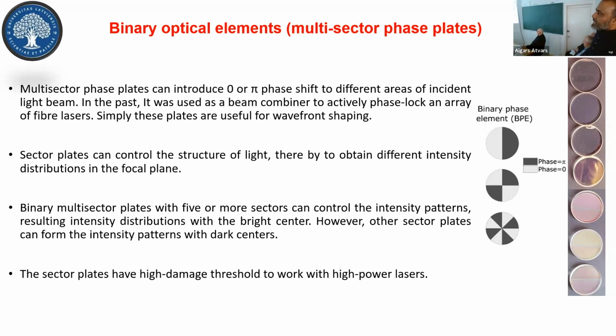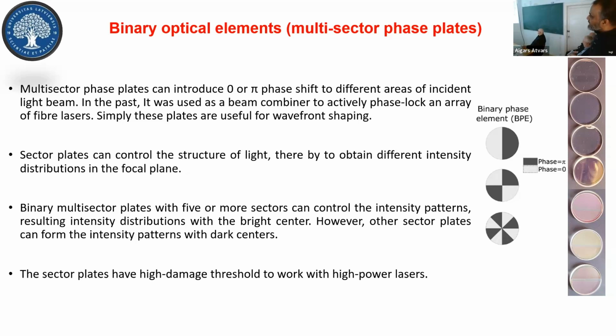And these sector plates can control the structure of the light, thereby obtaining a different intensity distribution in the focal plane. If you look at the cartoon picture I have presented here, they are examples of different kinds of binary phase elements. Here I can find a binary phase element with 2 sectors. Here, a binary phase element with 4 sectors. Here, a binary phase element with 8 sectors. In these 3 diagrams, I have distinguished 2 different colors, the black one and the white one. The black one corresponds to the pi phase, and the white one corresponds to the 0 phase.